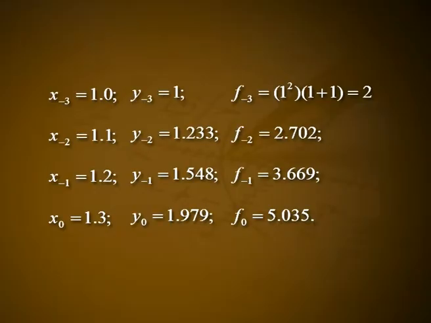Solution. Here the starting values of Adams-Bashforth's formula with h = 0.1 are x₋₃ = 1, y₋₃ = 1, f₋₃ = 1²(1 + 1), that is equal to 2, x₋₂ = 1.1, y₋₂ = 1.233, f₋₂ = 2.702, x₋₁ = 1.2, y₋₁ = 1.548, f₋₁ = 3.669, x₀ = 1.3, y₀ = 1.979, f₀ = 5.035.